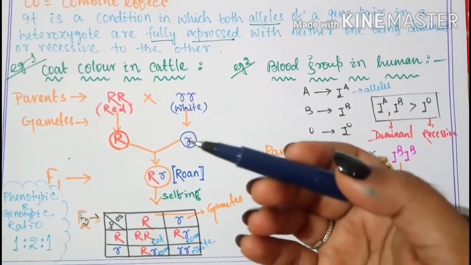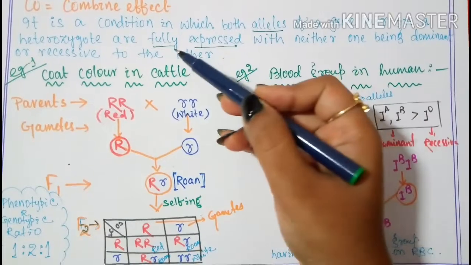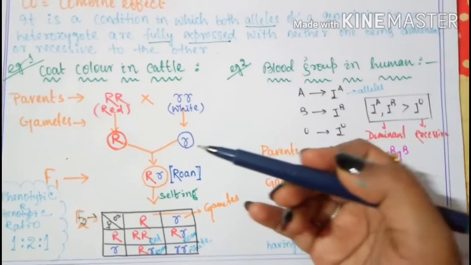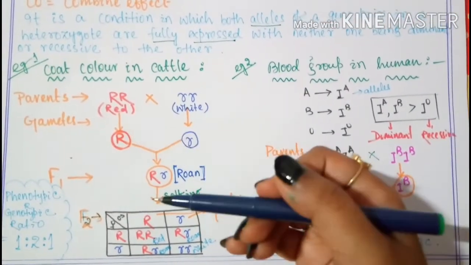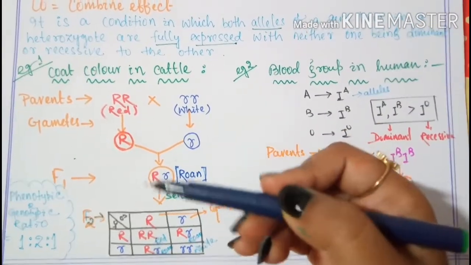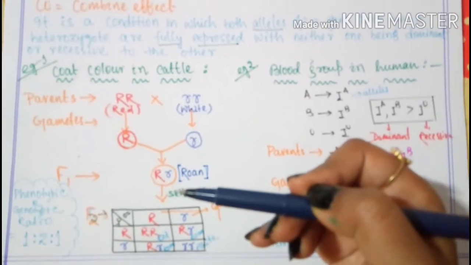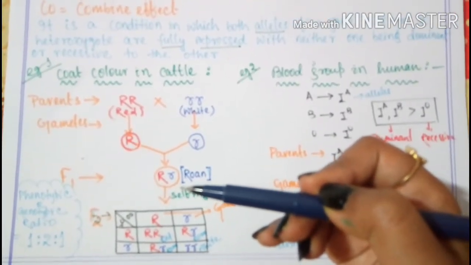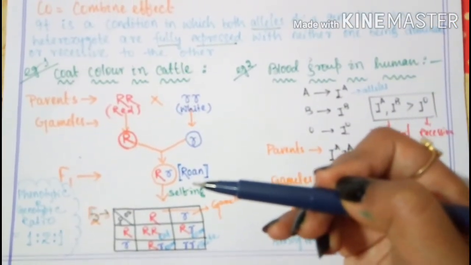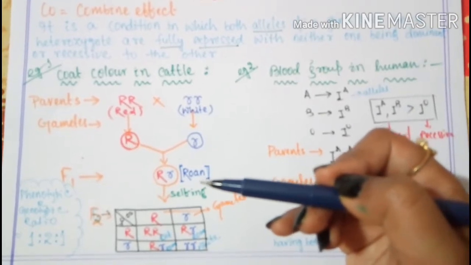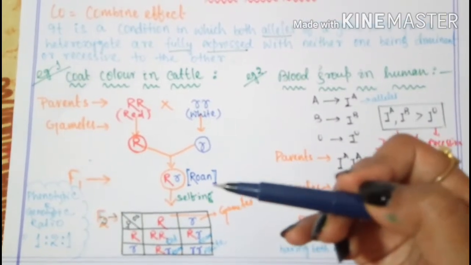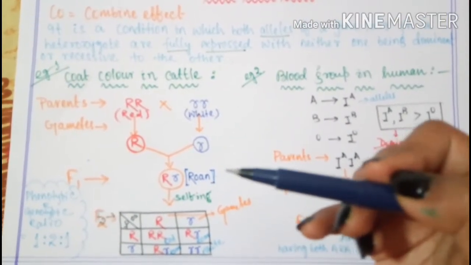But in codominance, the alleles are fully expressed. That means the redness is fully expressed, the whiteness is fully expressed. Combined, they appear together. That is, the F1 hybrid has both red color patches and white color patches. So in incomplete dominance there is a blending of characters, but in codominance the presence of both the characters is found.